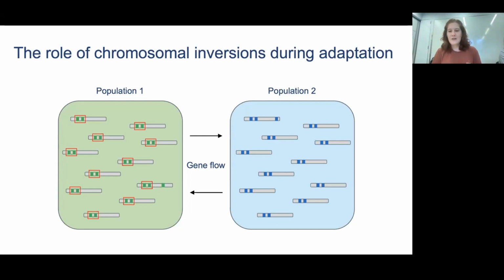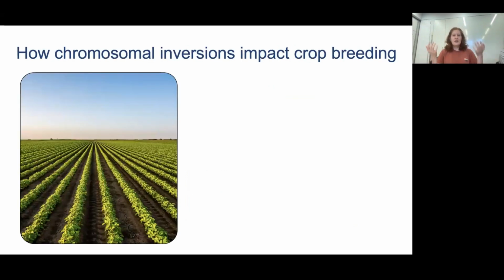Okay, so now to switch gears a little bit, let's have a look at the potential impact of inversions in crop breeding. So how might chromosomal inversions affect crop breeding? I'll just give you a hypothetical example here. Say you have a particular crop represented here, and you're trying to increase the tillering of it, but you also want to increase the water efficiency of it as well.